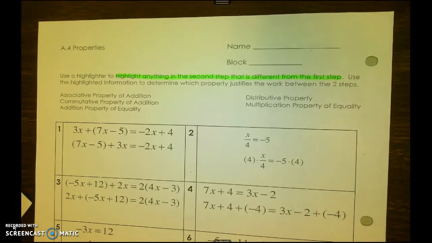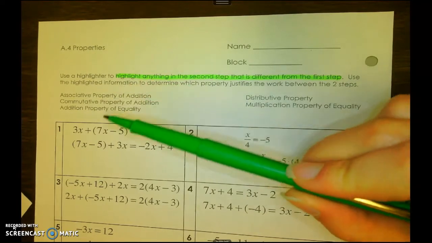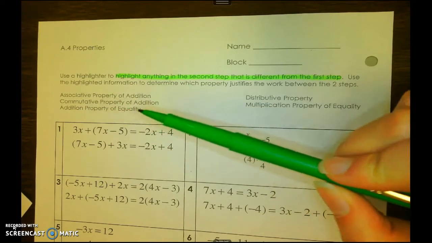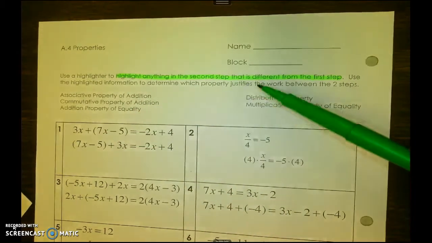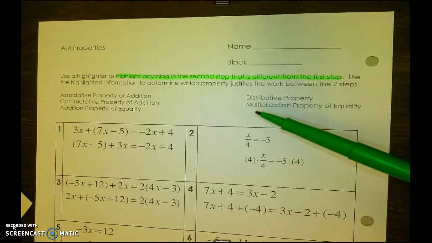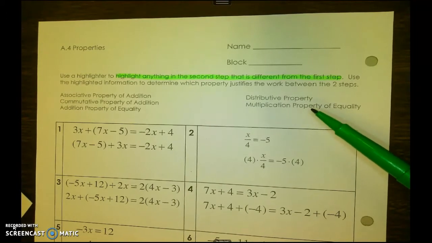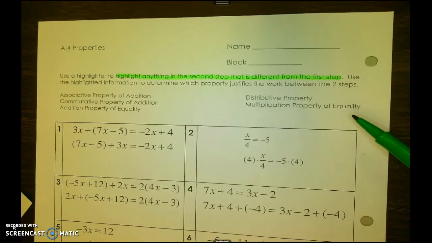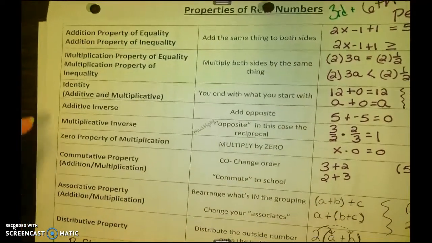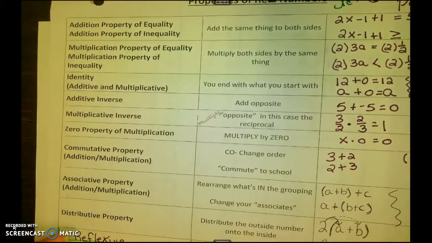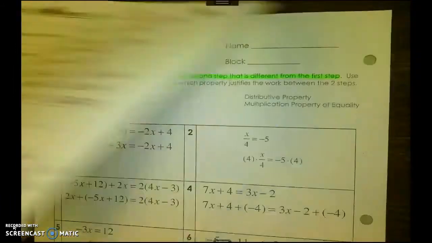They're all saying something. It's saying that we're associating, so we're grouping, and we're adding when we're doing this. Or we're switching something around for the commutative property, and we're adding. Or we're adding something to both sides of the equation. Distributing is when we multiply inside the parentheses, and the multiplication property of equality says that we're multiplying something on both sides. And if you don't remember these properties, you should have on the front all of these properties listed. So you've got a list, what's happening, and then some examples.